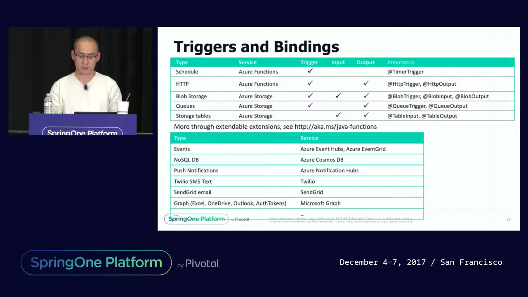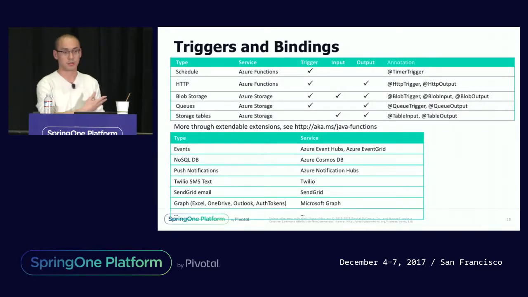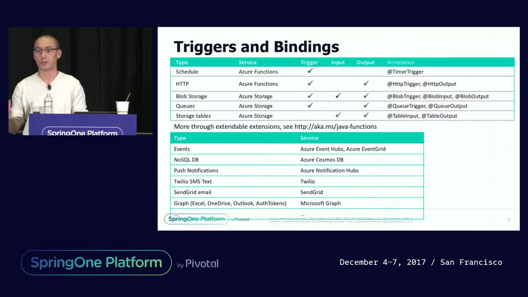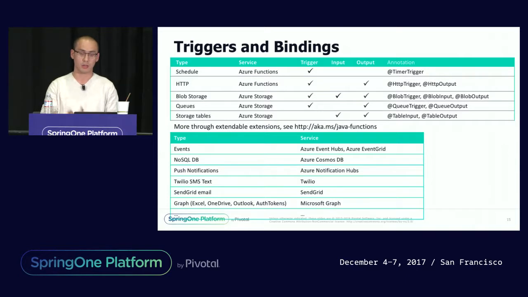We do actually also support a lot of other triggers and bindings. So basically, you can trigger your function, as Chris mentioned, use a timer for your scheduler job, and you can get input, output from all the storage options. And those are all supported out of box.